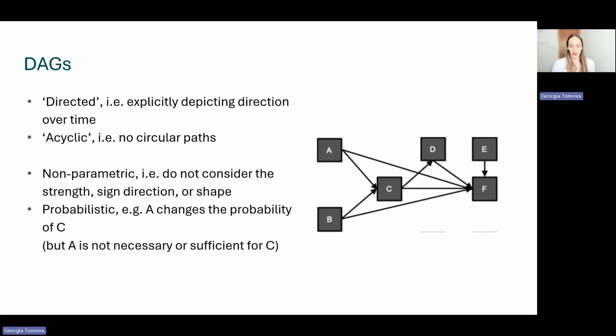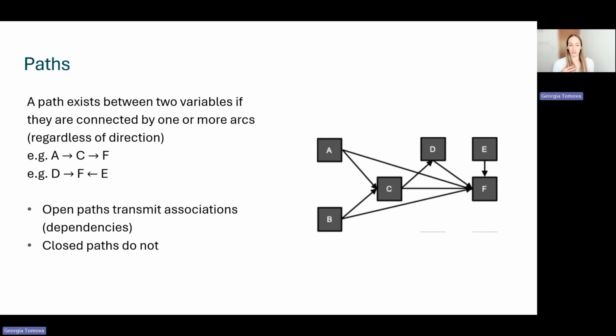And a collection of arrows or arcs is called a path. So whenever we have two variables that are connected by one or more arcs, we have a path, and this is regardless of the direction. For example, in this figure, variables A, C, and F are connected via arrows that all run in the same direction from A to C to F. This is one path. But we also have a path from D to F to E, even though it's in different directions. So we have D causing F and then going backwards to E.